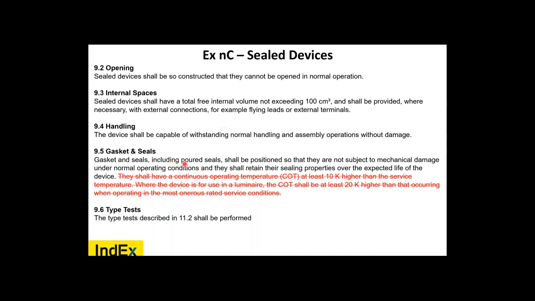Now, gaskets and seals, including poured seals, shall be positioned where they're not exposed to mechanical damage. Basically, they have to maintain their sealing properties over the expected life of the device. There are type tests involved.